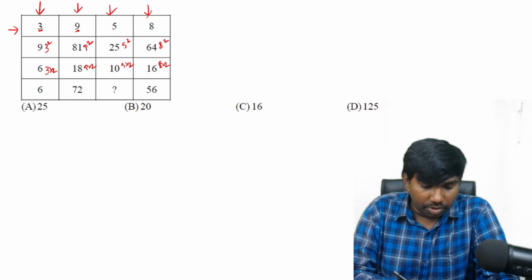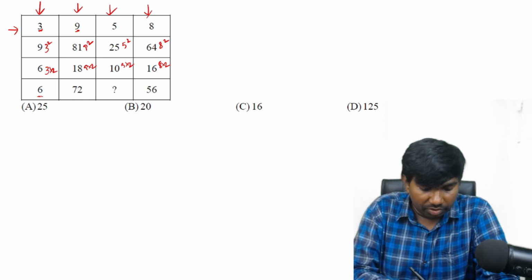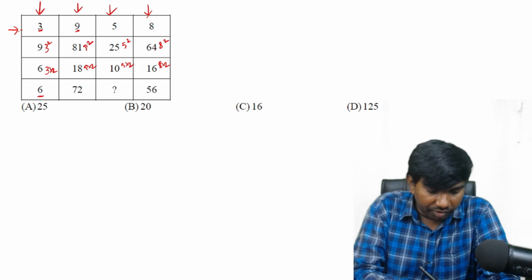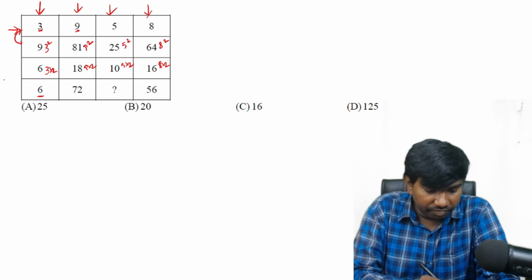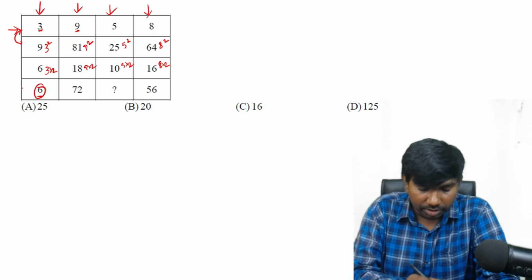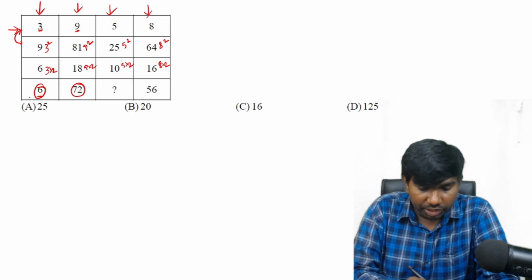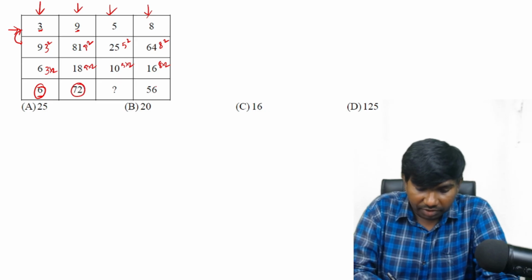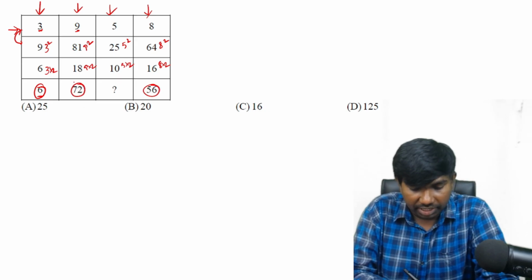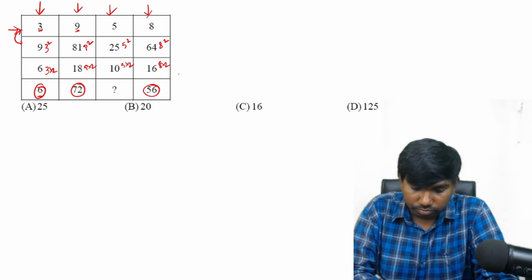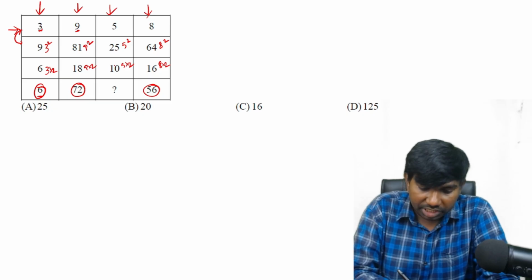Okay. Next, how can we get this one? Yes, I think we can take the logic like this. The difference of these two, 3 and 9, is 6. Yes, correct. 9 and 81, the difference is also 72. 8 and 64, the difference is 56. Yes, it is satisfied in all the cases. Correct.